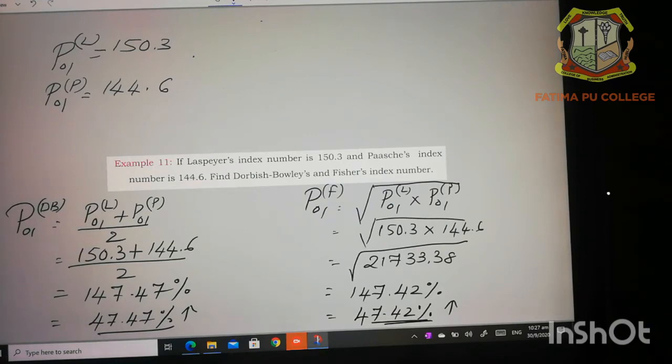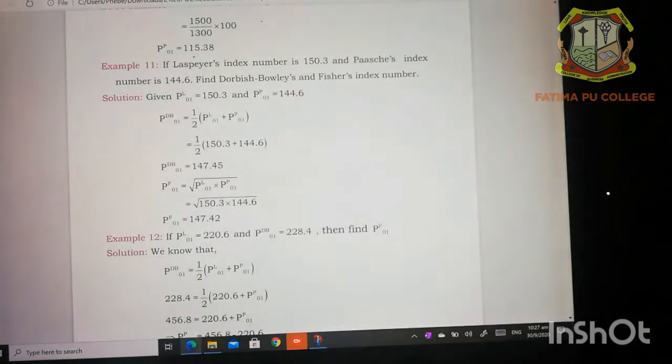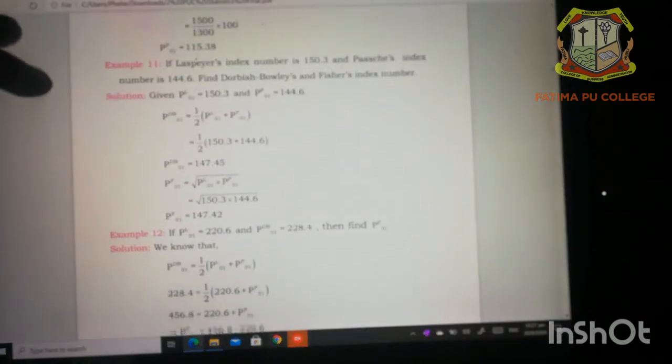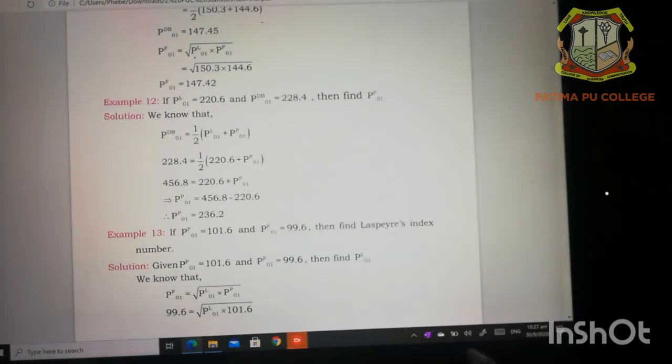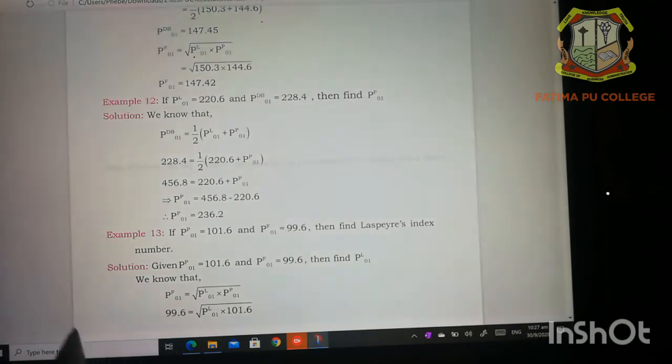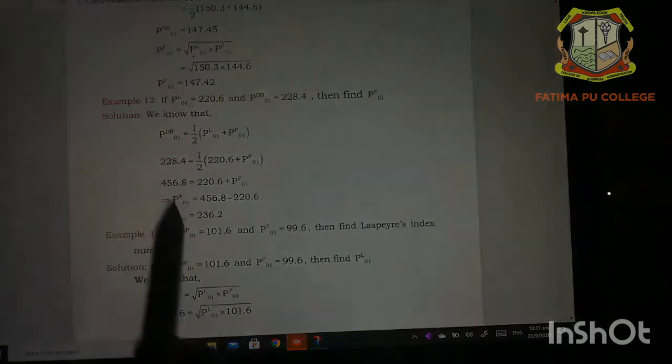When they give it for 2 marks, students, they will not give both of these problems. Either of them they will give. They may ask only for Drobisch-Bowley, or they may ask only for Fisher's index number. So this is another variety of problem of 2 marks. We'll go for the next type of variety. The next variety we can see clearly on the screen is something very specifically given to us regarding this one. See here.